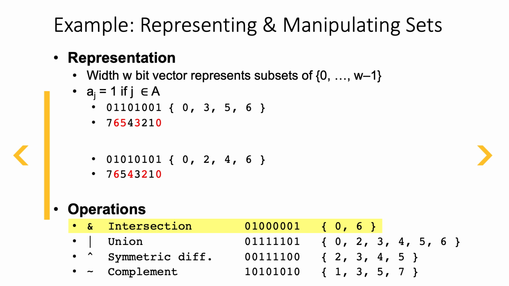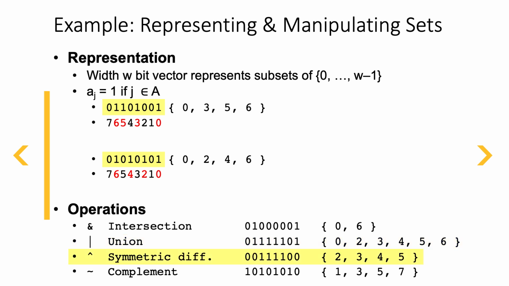So I can just AND those two bit vectors together and find out that 0 and 6 are the elements that those two subsets have in common. The union is the combination of all the elements within either or both. And since it's either or both, I can use a simple OR, right? So if an element is in one or the other, or it's in both, it will be part of the union, and we see that reflected here.